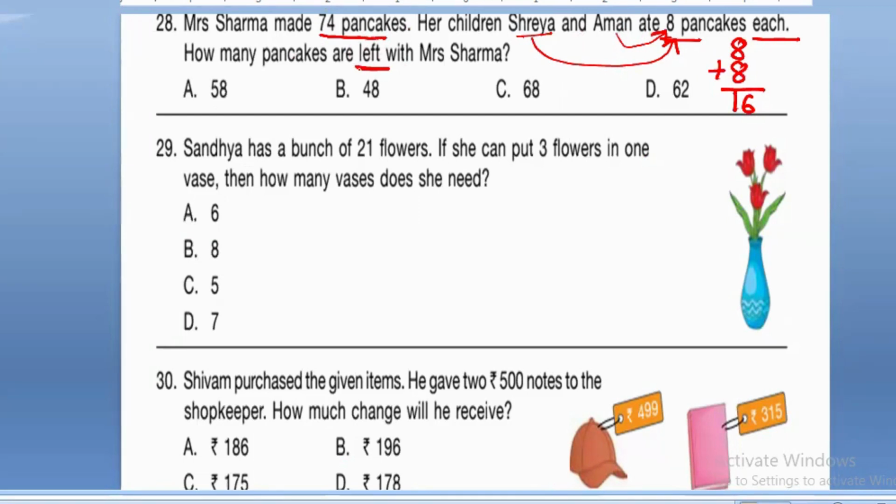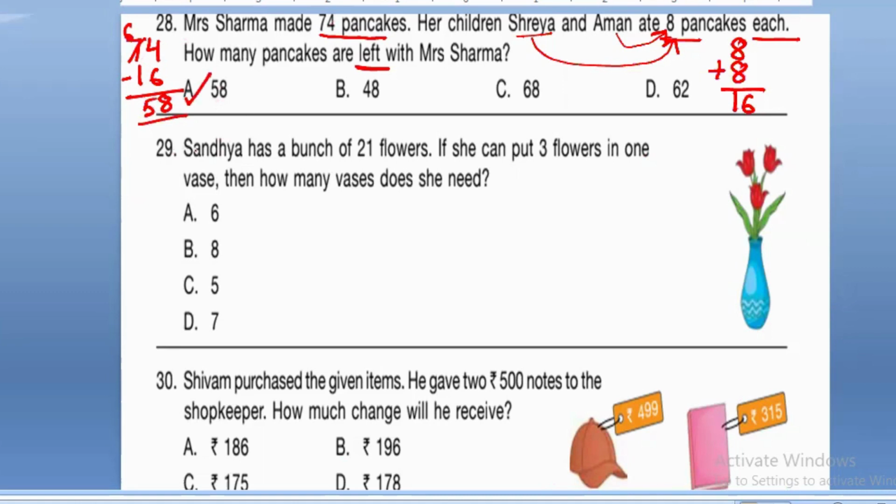So how many pancakes are left with her? Again, the word left is used over here. So whenever the word left is there, we need to subtract. So we will subtract 16 from 74. So what are we getting? 14 minus 6 is 8, and this becomes 6. So 6 minus 1 is 5. So we are getting option number A, which is 58.